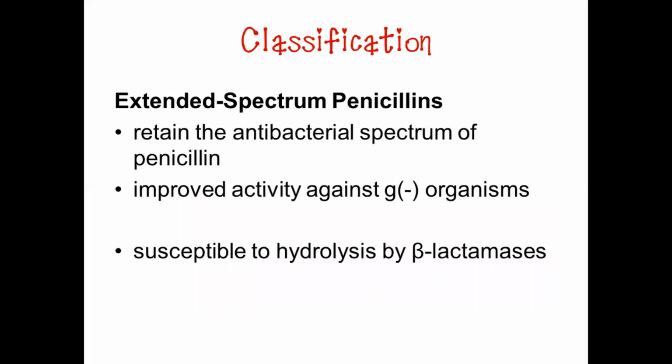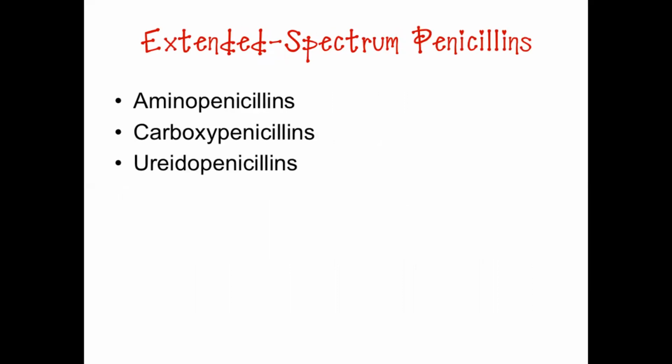So, let's move to the extended spectrum of penicillins. So, they retain the antibacterial spectrum of penicillin, but with improved activity against gram-negative. So, yung penicillins before, yung na-discuss natin, more on gram-positive. Pero ito, with some gram-negative activity, pero hindi pa rin ganun kataas. Okay? They are also susceptible to hydrolysis by beta-lactamases. So these are the subgroups of extended spectrum penicillins: aminopenicillins, carboxypenicillins, and ureidopenicillins.